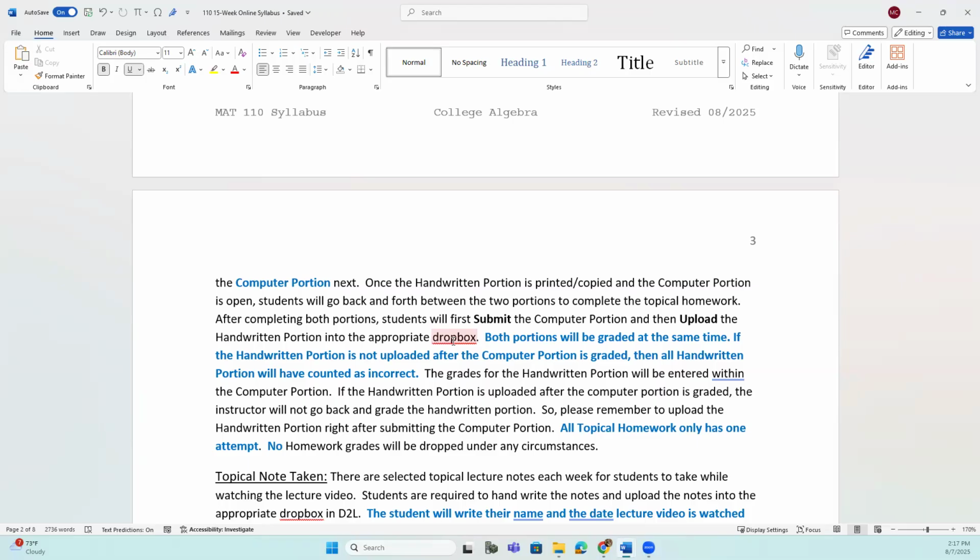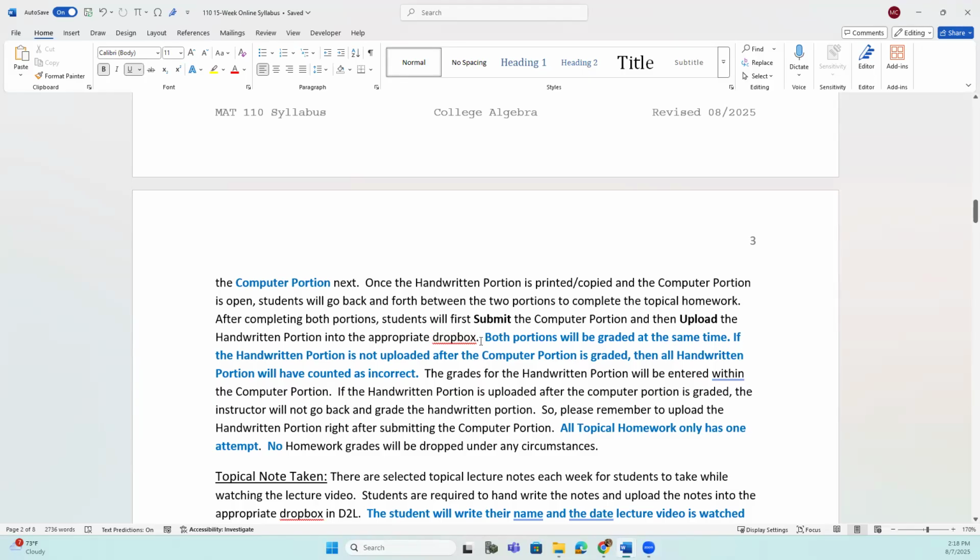I've seen a lot of students submit about 10 different computer portions and then wait several weeks later to submit all those 10 handwritten portions. Okay, so that's not going to work. I'm actually telling you, I'm going to count all those as incorrect. Both portions will be graded at the same time.